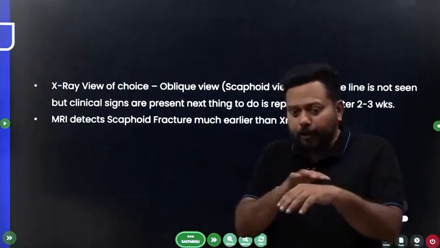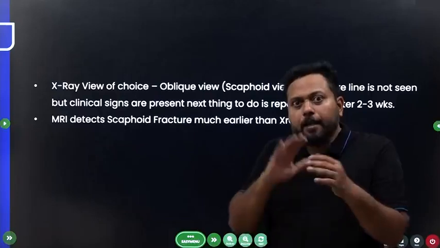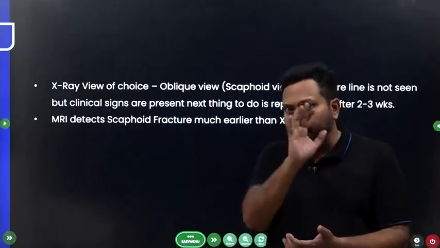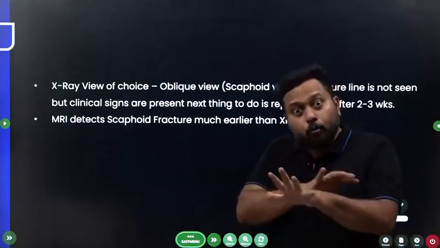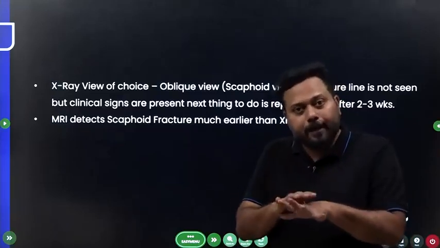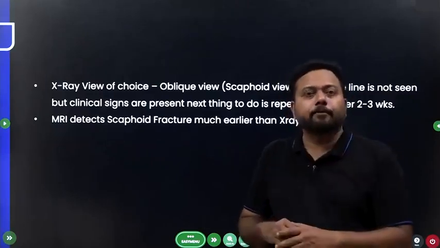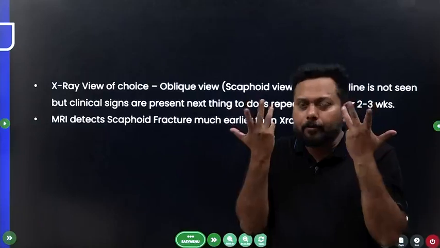I will tell you the reason why. Give him a scaphoid cast. Repeat the X-ray after 3 weeks, that is 21 days. Same oblique view with the cast. Check for any healing fracture line. Suppose a thin hairline is there, which was not there before.